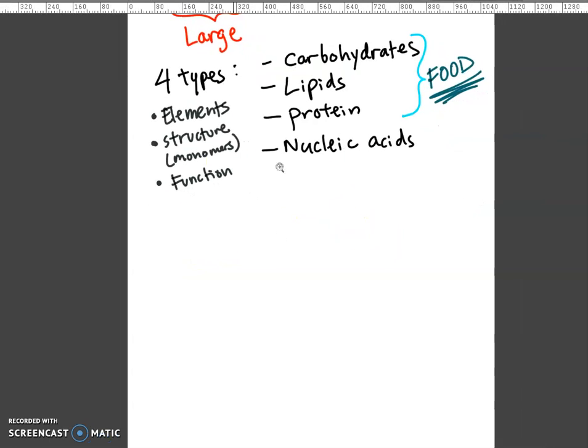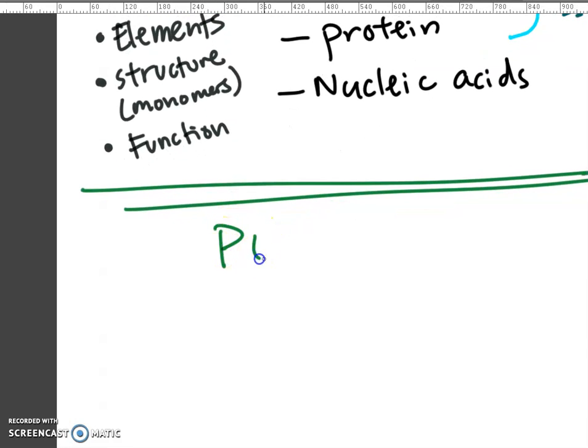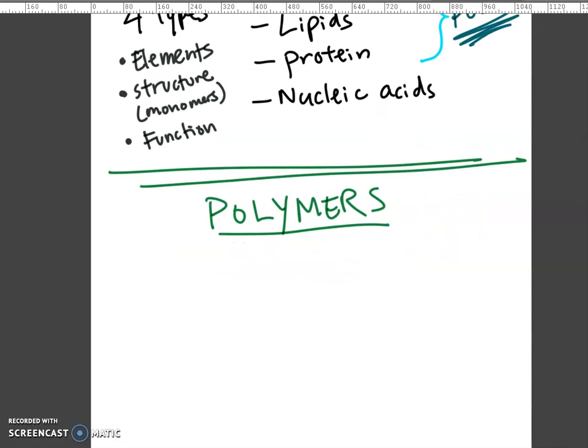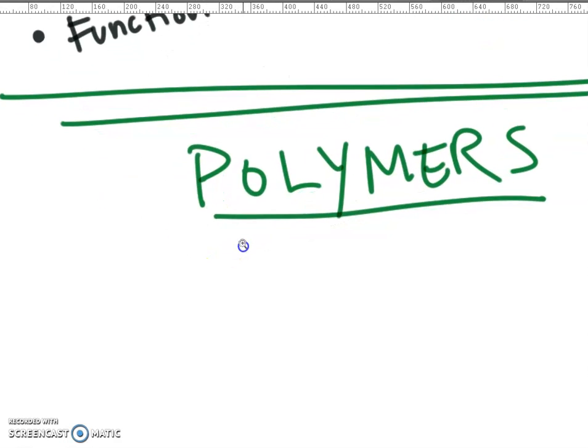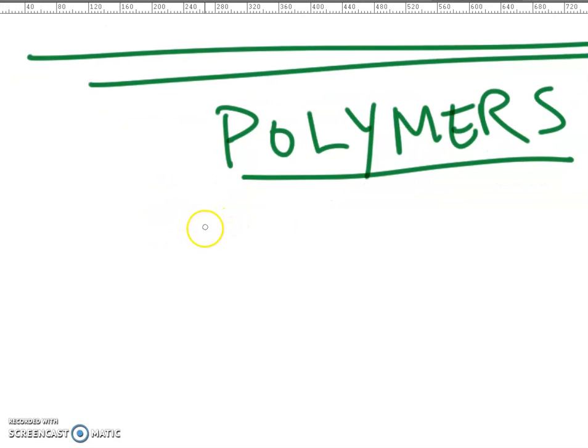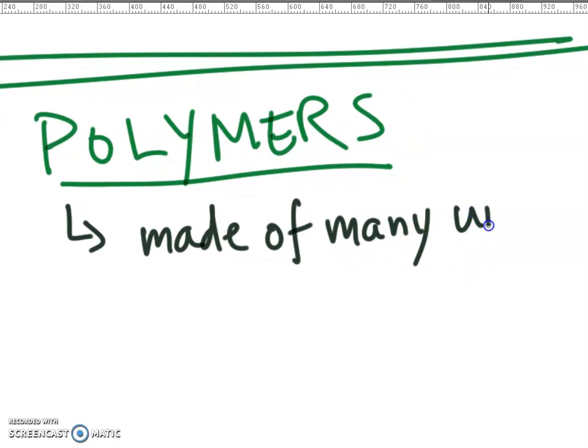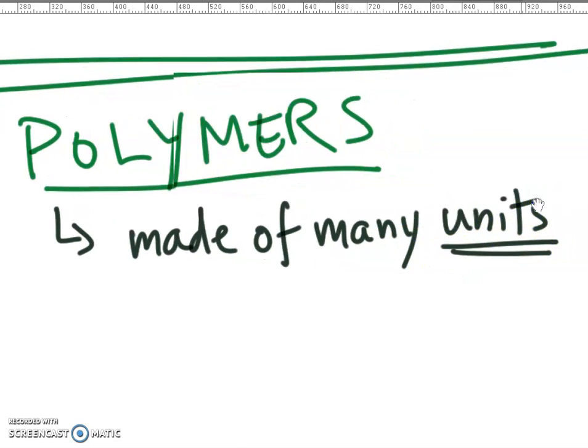What all 4 of these have in common is that these are all polymers. What is a polymer? A polymer is just a large thing that is made up of many units. Now, when we talk about these units, we're talking about one building block.